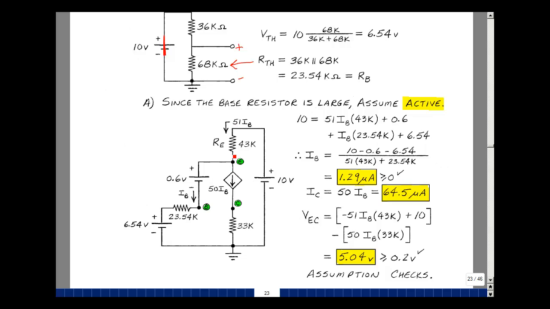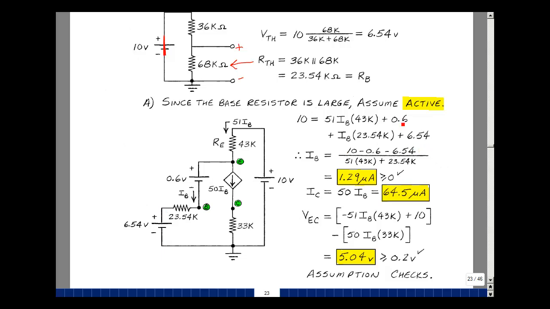That's the emitter current. If I go around the loop this way, I just have one equation with I sub B in it. Let's do that. The rise in voltage is 10. The drop is 43K times 51 IB plus 0.6, and then plus 23.54K times I sub B plus 6.54. That's this equation. And solve for I sub B.